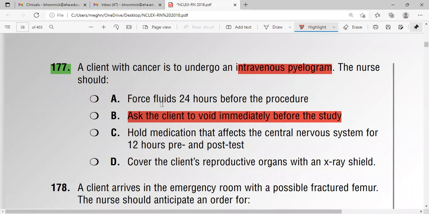Answer A is incorrect because there is no need to force fluids before the test. Answer C is incorrect because there is no need to withhold medication for 12 hours before the test. Answer D is incorrect because the client's reproductive organs should not be covered. What else?